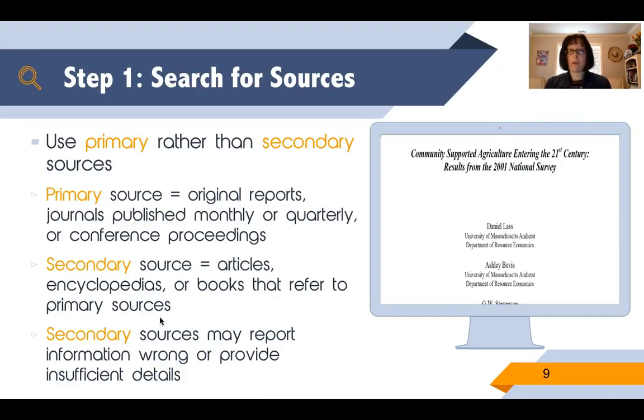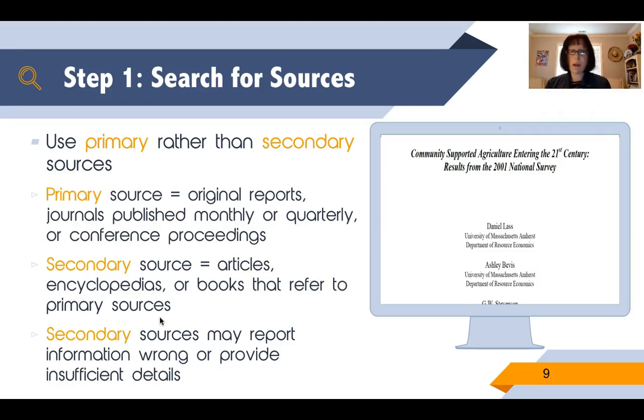I want to make sure you understand that when writing a master's thesis proposal or your master's thesis, you really need to use primary sources. These are original reports, journal articles that have been peer-reviewed and published in monthly or quarterly journals, or conference proceedings. You may find a little bit of value in a secondary source like a book that would refer to a statistical method, a data analysis procedure, maybe a theoretical framework, and cite that in your master's thesis.